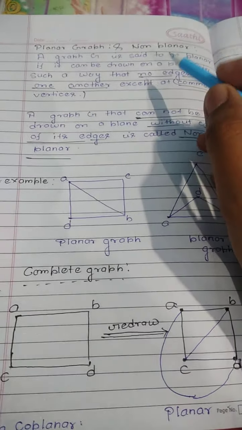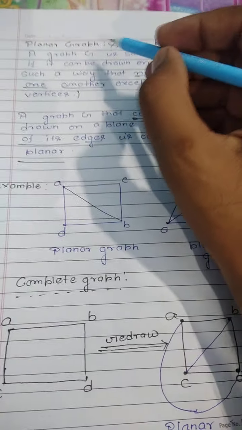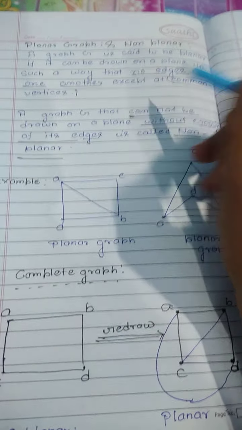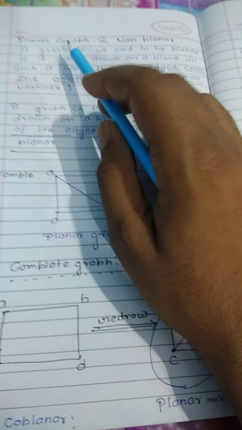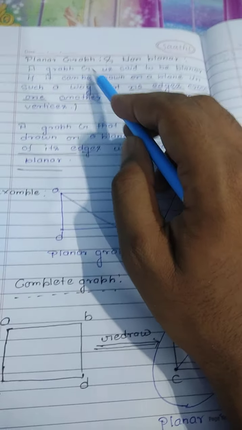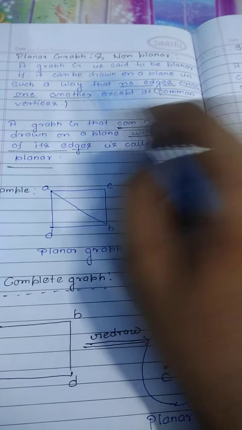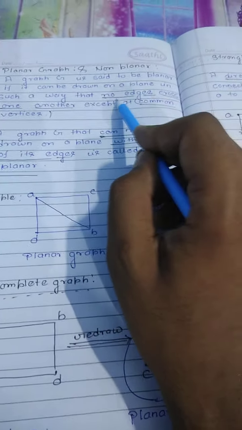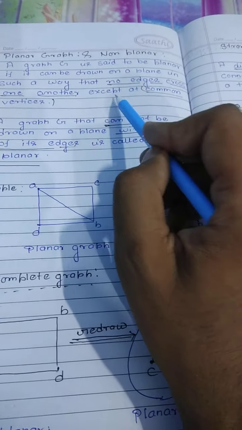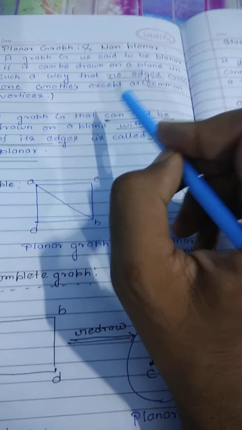Let us start the new topic of graph theory, planar graph and non-planar. Let us see the definition of planar graph. A graph G is said to be planar if it can be drawn on a plane in such a way that no edges cross one another except at the common vertices.